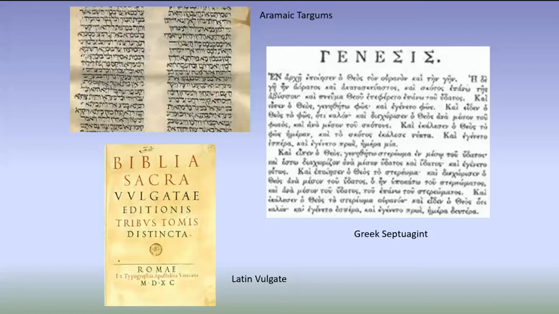Finally, we have the Latin Vulgate, and this is a Latin translation of the Old Testament that dates to about 250 AD.